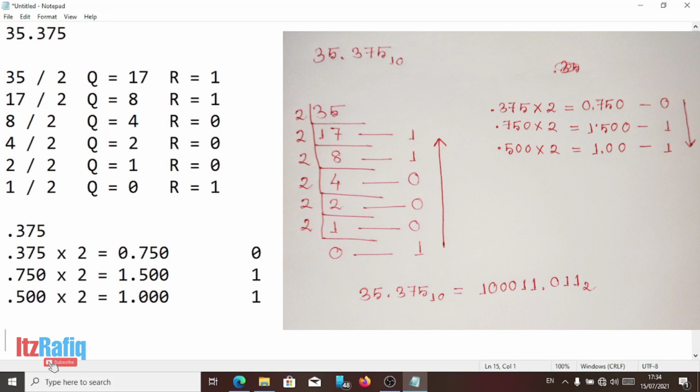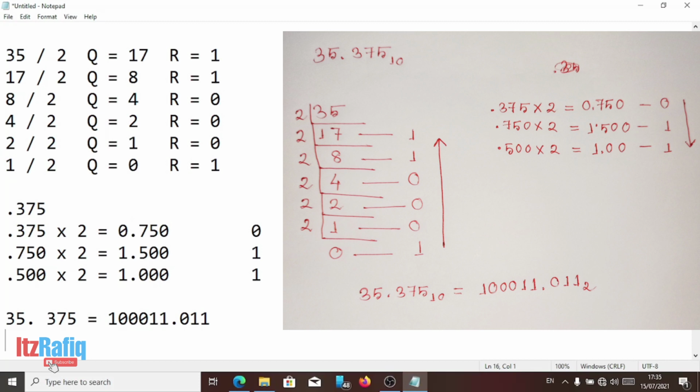While we are doing the whole number, we are writing the answer from bottom to top, isn't it? But in the fractional part, we'll write the answer from top to bottom. So our answer will be 35.375 equals, first we'll write 100011 point, and from top to bottom, 011. So this is the binary equivalent of the fractional number 35.375. This way you can convert a fractional decimal number into binary.